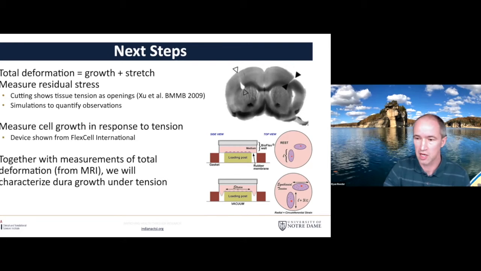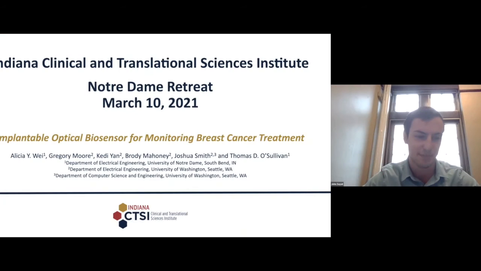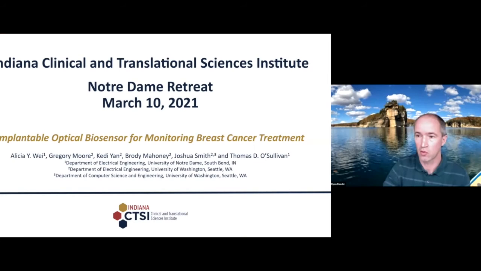Well, to make sure we stay on time, let's go ahead and go to our next speaker. Thank you, guys. And Alicia, that was a nice segue into your talk, since you're the next speaker. Alicia is going to be speaking on an implantable optical biosensor for monitoring breast cancer treatment. She's from Tom O'Sullivan's lab here at Notre Dame, and I'll let her take it from here.